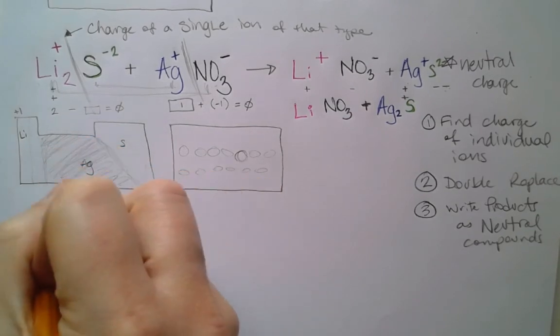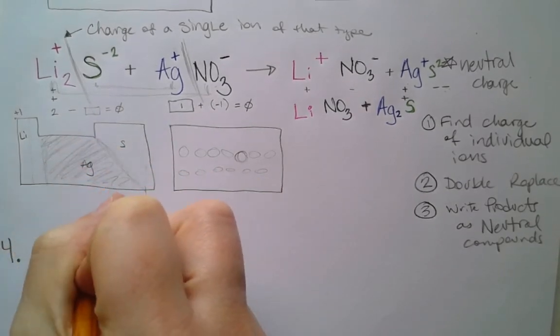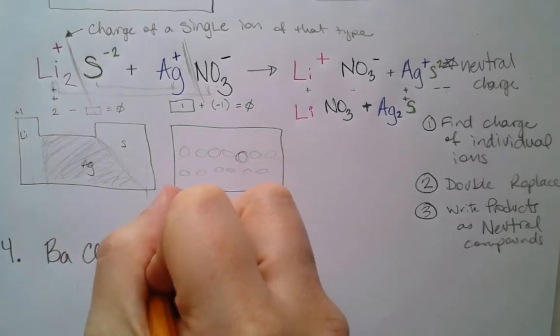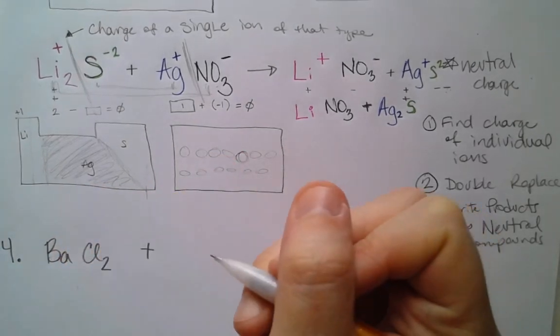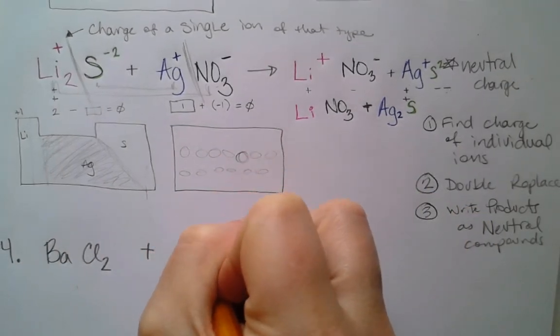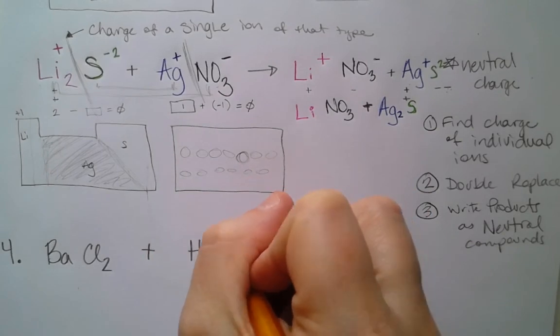We've got some BaCl2 plus some barium chloride. Some kids just sound that one out, but H3PO4.